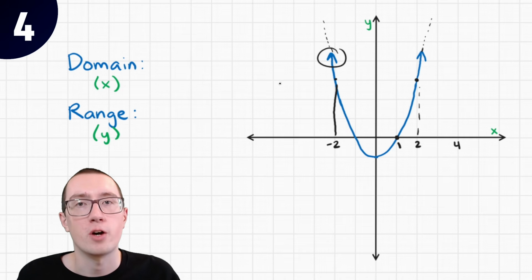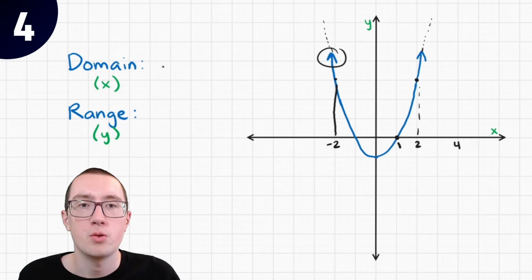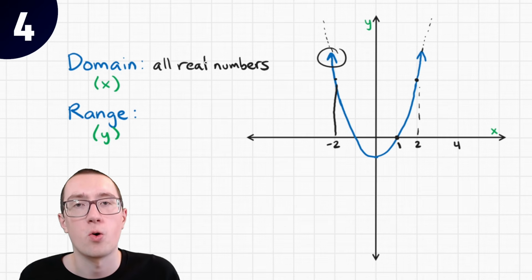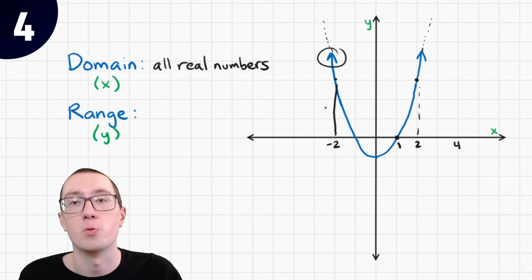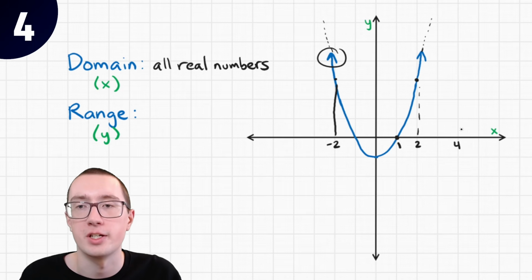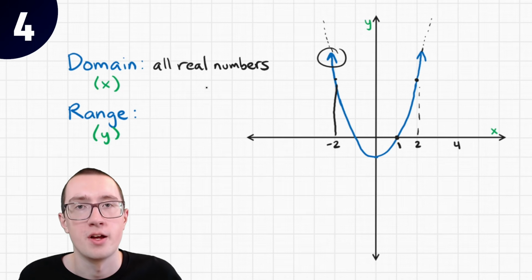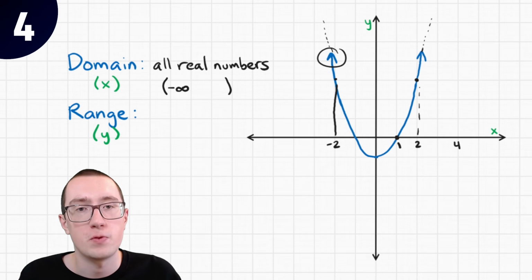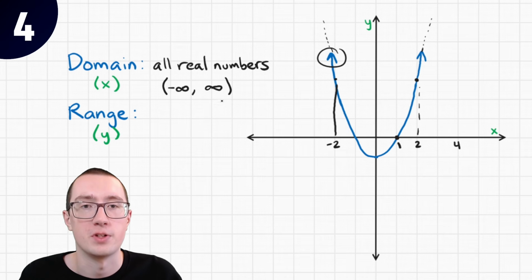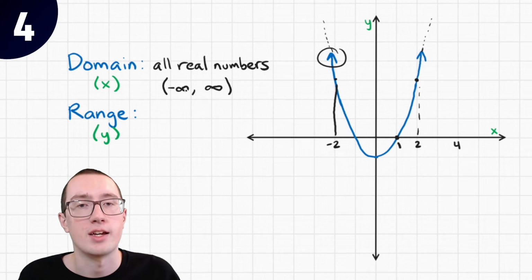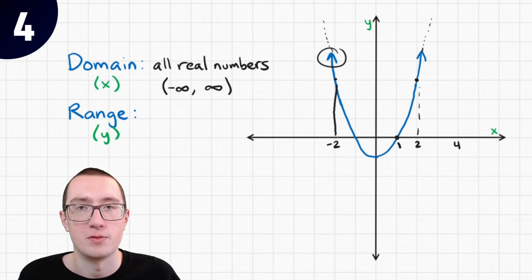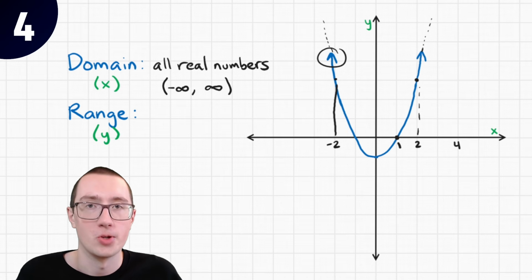So whenever the graph covers literally every single number, we call that all real numbers. Or another way that you might have to write all real numbers is to say that it goes all the way from negative infinity to positive infinity. And the way that you do that is with parentheses. So you'd put it in parentheses and you'd put negative infinity, comma, positive infinity. And this is basically just saying I can put in any number from negative infinity all the way to positive infinity, which means literally any number.